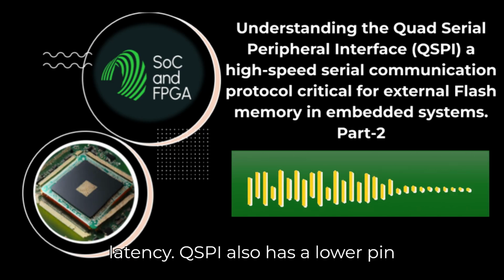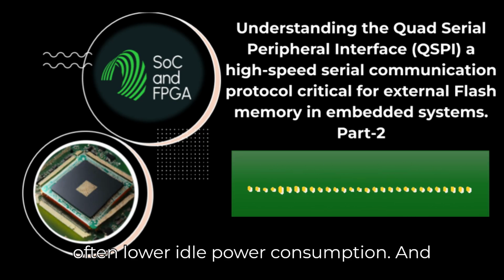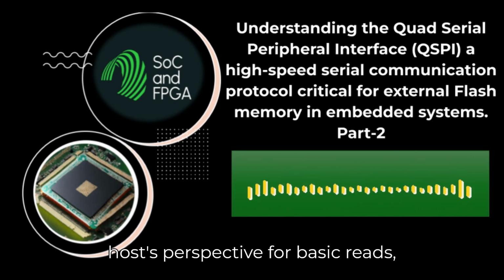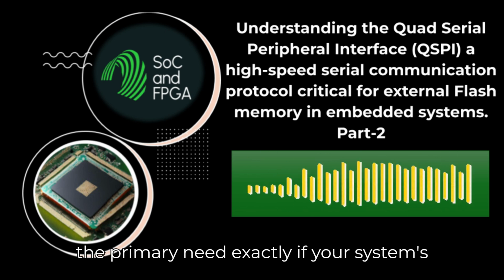QSPI also has a lower pin count than eMMC, 6 versus 10 plus, often lower idle power consumption, and the interface itself is simpler from the host's perspective for basic reads and writes, though the host has to manage erase cycles. So the choice depends on the primary need.